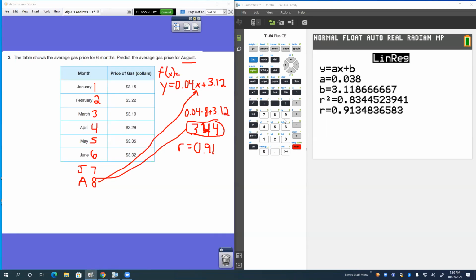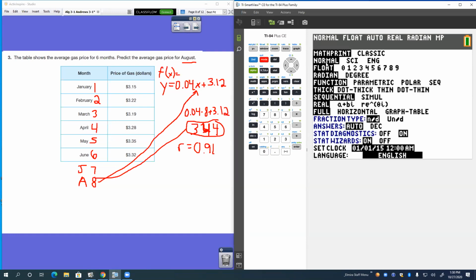Mia, you need to turn on your stat diagnostics. When you were late, we did that. That was the first thing that we did. You need to go to your mode button and go down to stat diagnostics and turn them on.